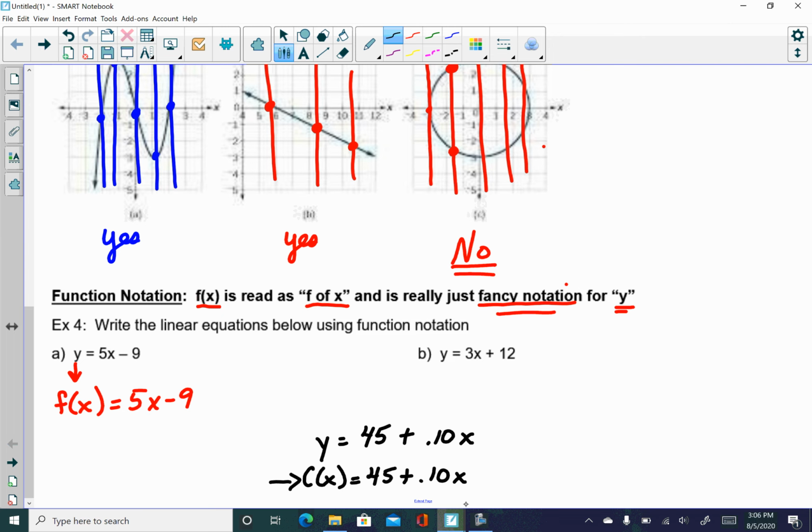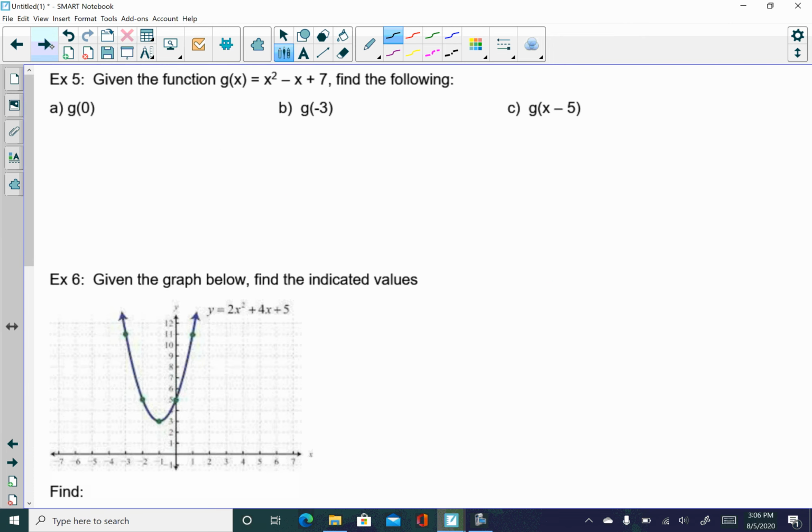Okay. All right, so I'm going to flip it on over. Next page. At the top of the next page in example 5, it says, given this function g of x equals x squared minus x plus 7, they want us to find the following. So I've got 3 here. I'm going to work through all 3 of these. And essentially, this is just substituting.